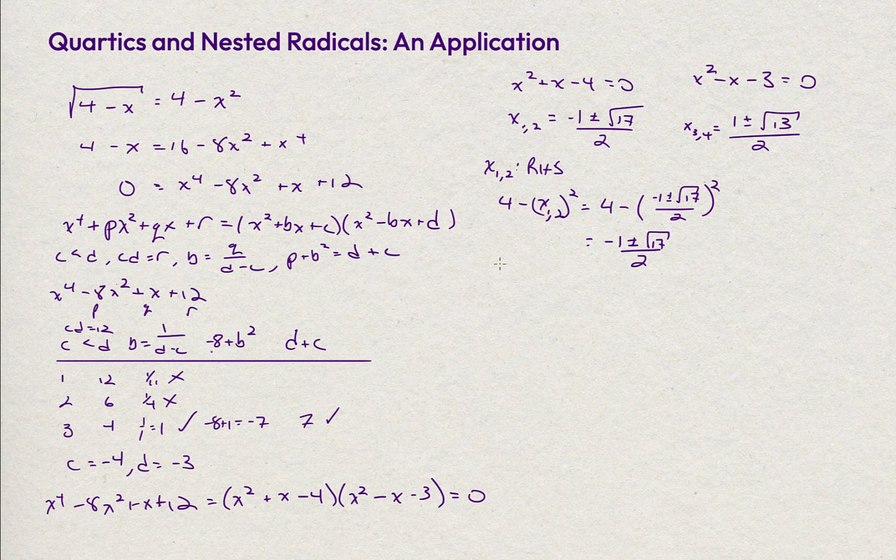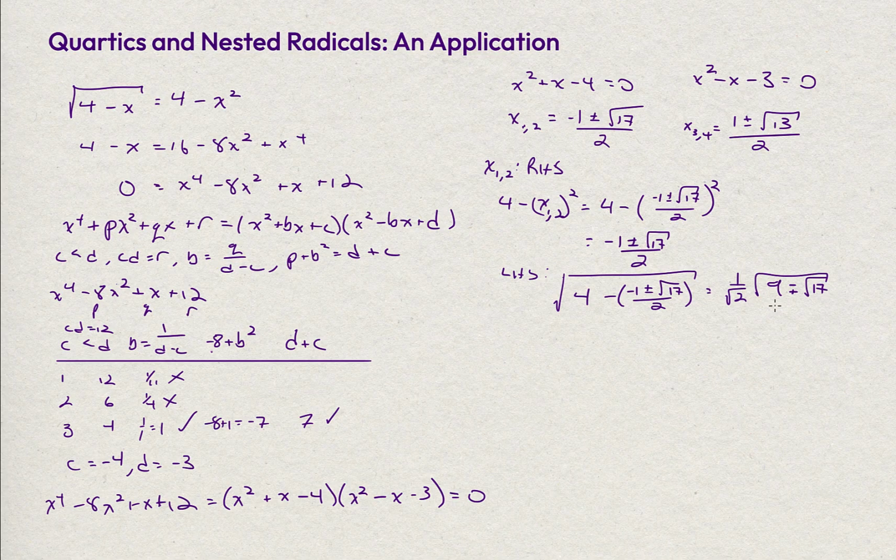Plugging x1 and x2 into the left-hand side, we're going to get our nested radicals. So we're going to get the square root of 4 minus negative 1 plus or minus the square root of 17 all over 2. So we can get a common denominator of 2 on the inside of that and bring it out as a 1 over square root of 2. And that's times the square root of 9 minus or plus the square root of 17. So again, that minus version comes from plugging in x1, and the plus comes from plugging in x2. So we're going to denest this in a general way, and then maybe we'll take some shortcuts later on.